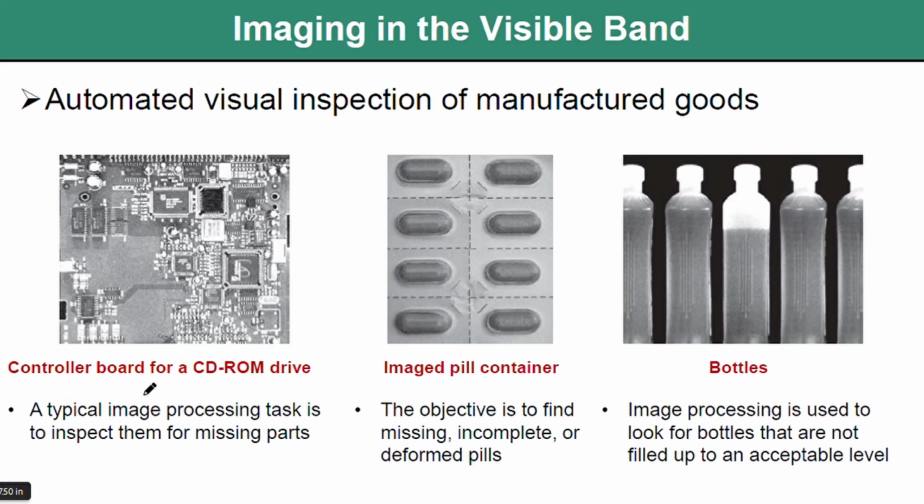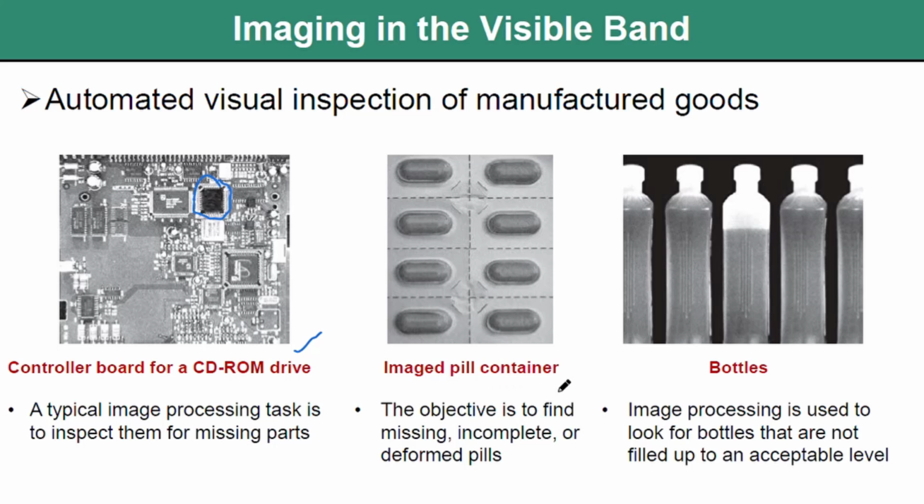It is the controller board for a CD-ROM drive. A typical image processing task is to inspect them for missing parts. Okay. So with this image, you can identify the missing parts. See this, the black part, in this black portion, the component is missed. You can obtain this only by image processing.